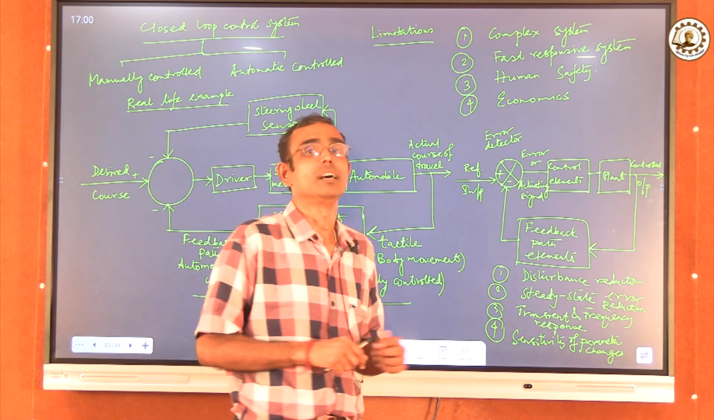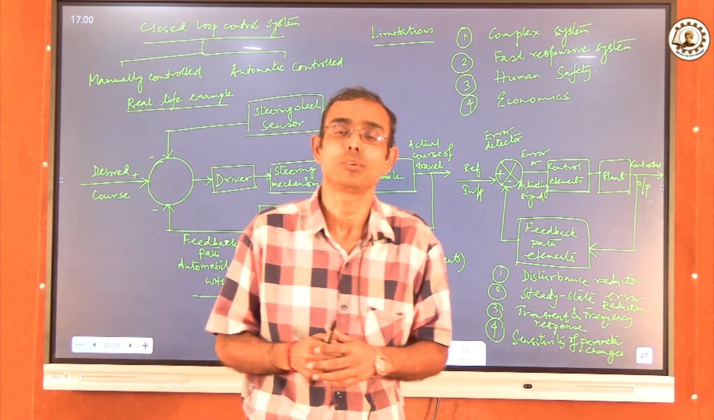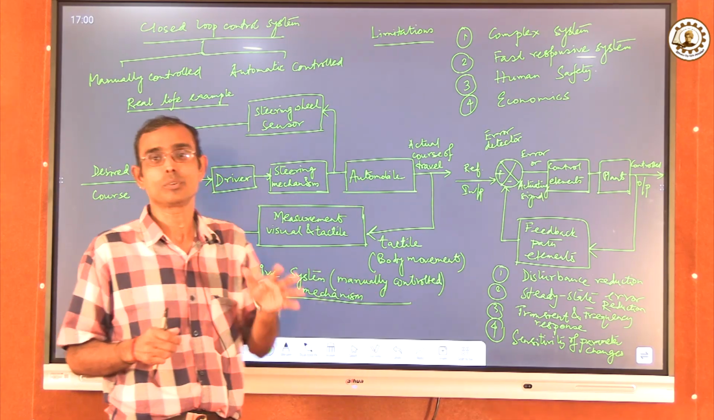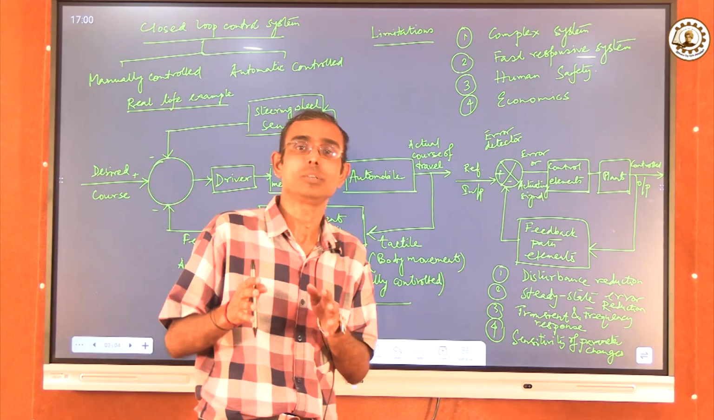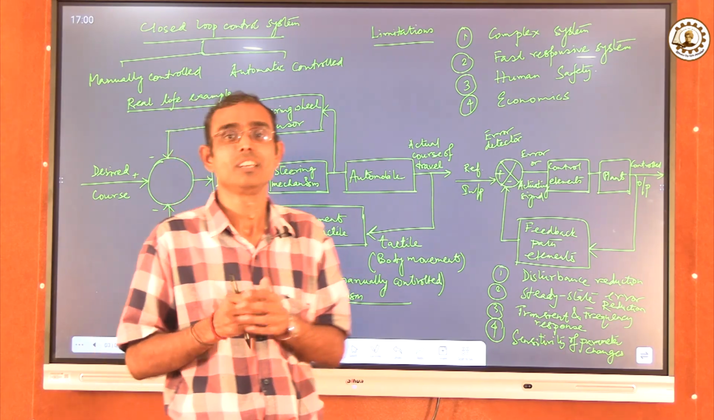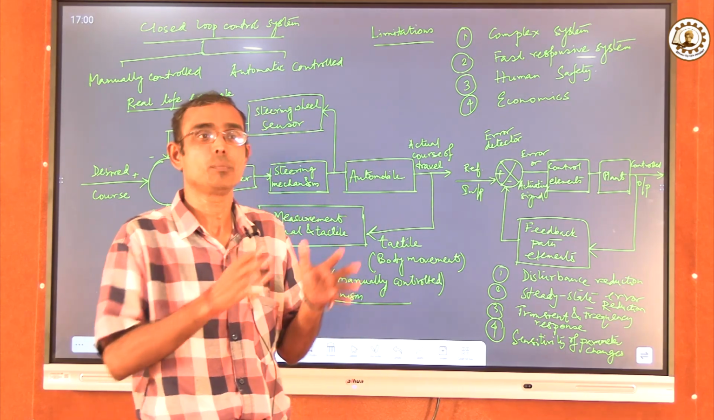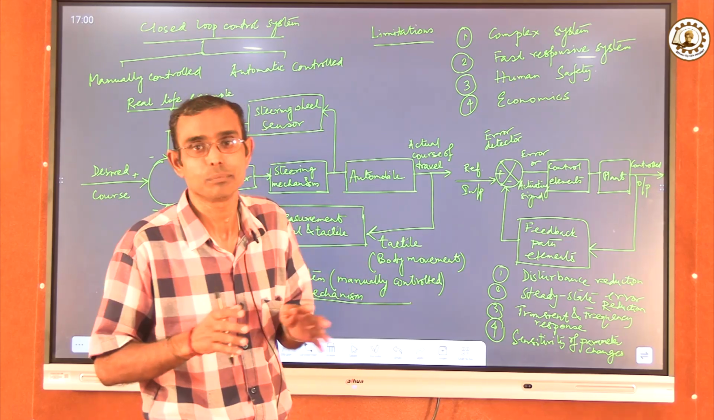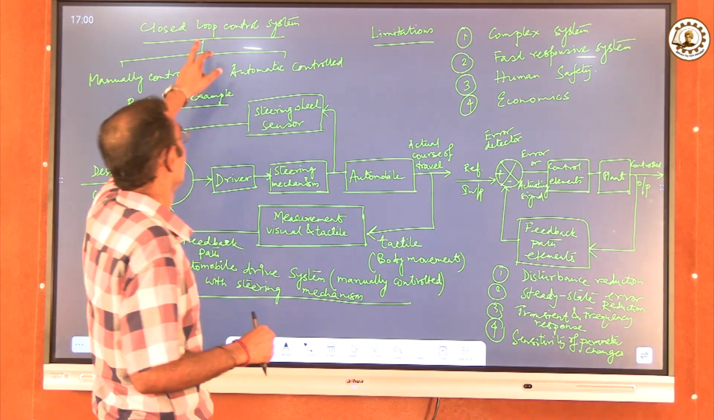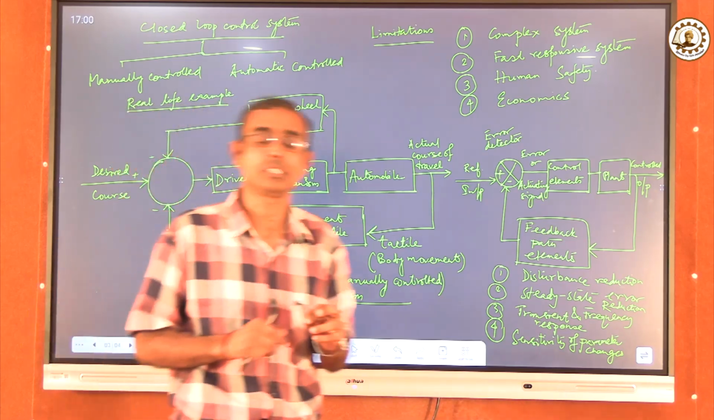Hello students, this is the third lecture of control system. In the last lecture I discussed the types of control system, and the two major types I told you about: one is open loop control system and another is closed loop control system. I have already discussed the open loop control system along with some real life examples in the last lecture. In this lecture I will be discussing the closed loop control system with some real life examples.